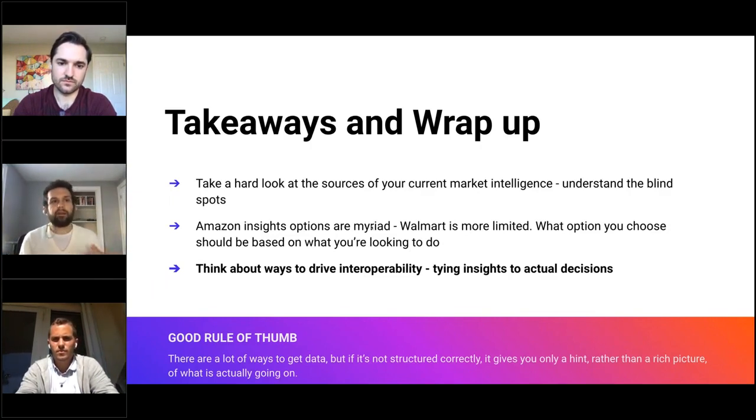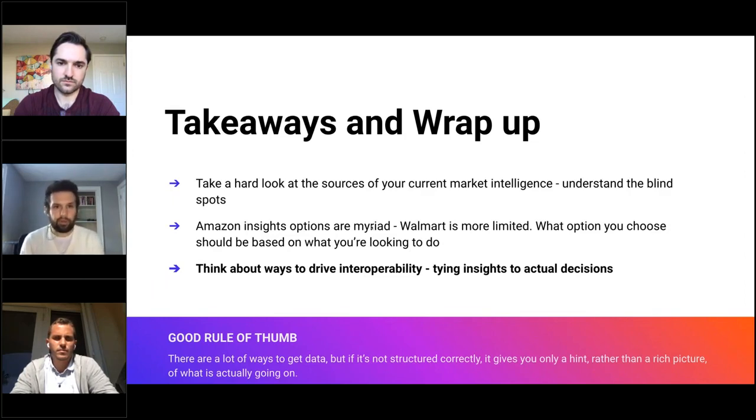And to that end, with Amazon Insights, there are a lot of players out there that provide this, both free and paid. Walmart's a little more limited since it's a newer marketplace, so for right now it's a smaller universe. But what option you choose, and maybe it's multiple options, should be based on what you're trying to do. Are you trying to outflank existing competitors that are at the top of the heap from a market share perspective? Are you looking to shore up your own position? Are you looking to see what your potential is in other marketplaces? Each of those demands a different look at the data and what you're gathering.